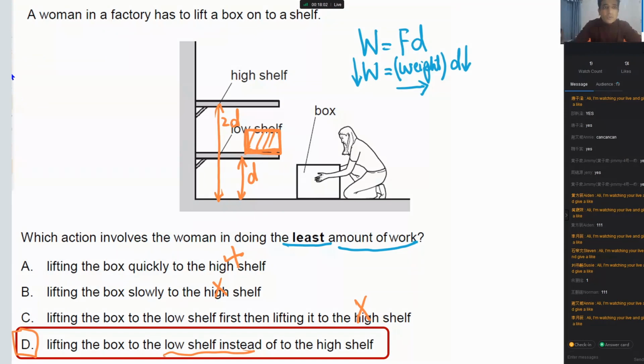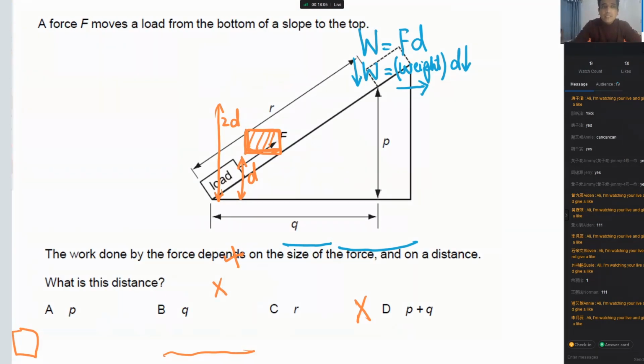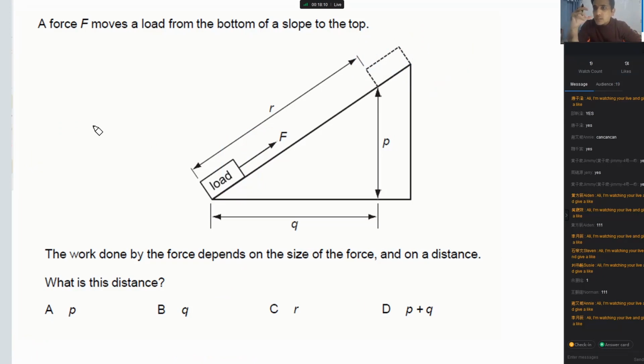Let's move on to the next one. Next question. Very nice question. This question is really very nice. It will test your conceptual understanding. Can you please try to answer this now? Again, this question is asking you what the distance is. So you need to understand work done. You need to use W is equal to F times D. F is given to you. Now the question is asking you D. What is this D? This is the distance moved in the direction of force.